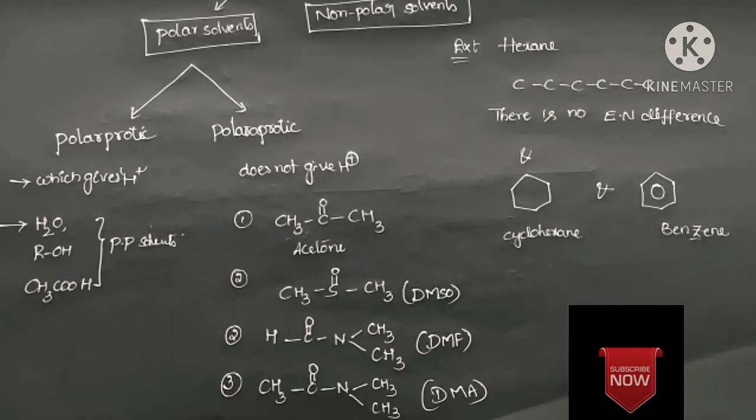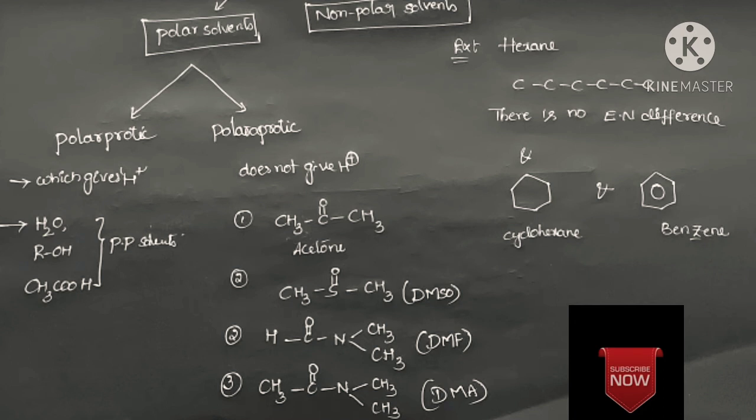And the next one is polar solvents. Polar solvents are again of two types, polar protic solvents and polar aprotic solvents. In polar protic solvents, or PP for short, the solvent gives H plus ions. Examples of polar protic solvents are H2O, alcohols ROH, and acetic acid CH3COOH, because they give an H plus ion.